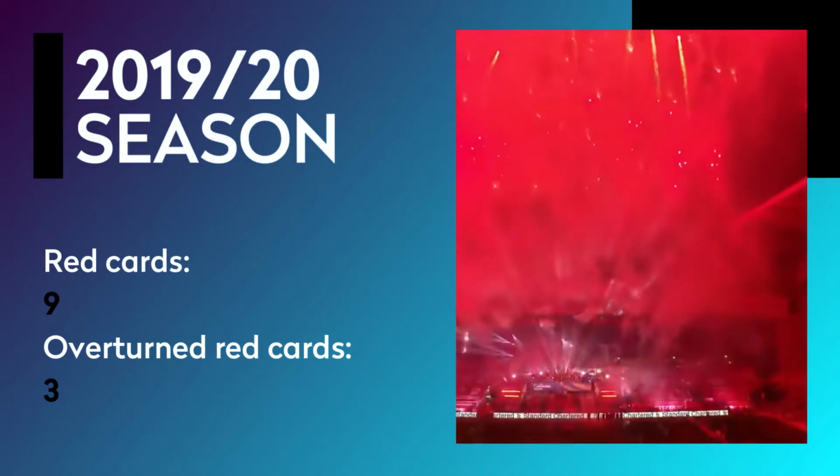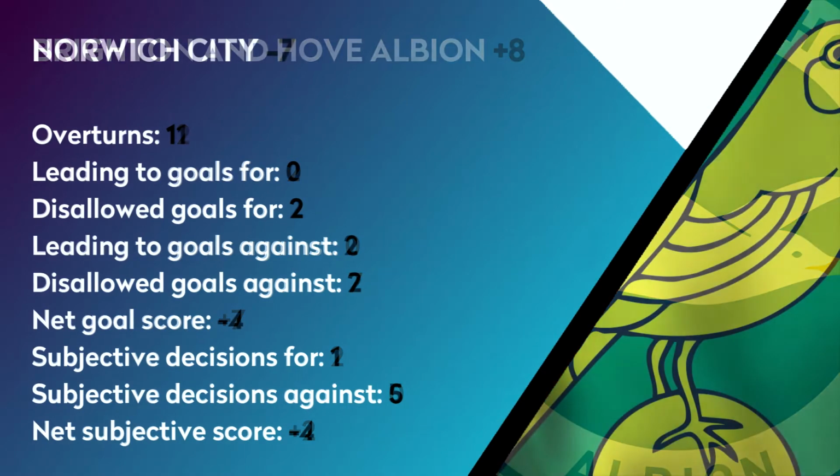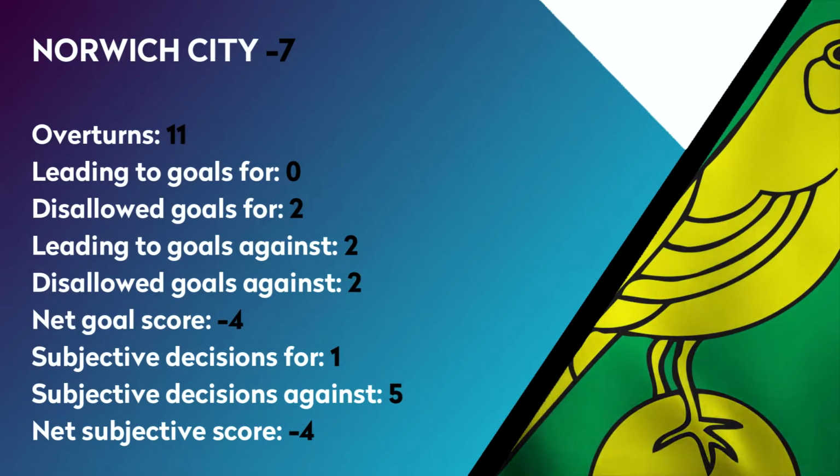So who benefited most from VAR that season? It was in fact Brighton, who saw 10 decisions go their way, as opposed to 2 which were overturned, giving them a score of +8, as opposed to Norwich, who only had 2 decisions go their way, as opposed to 9 against, giving them the lowest score of -7.